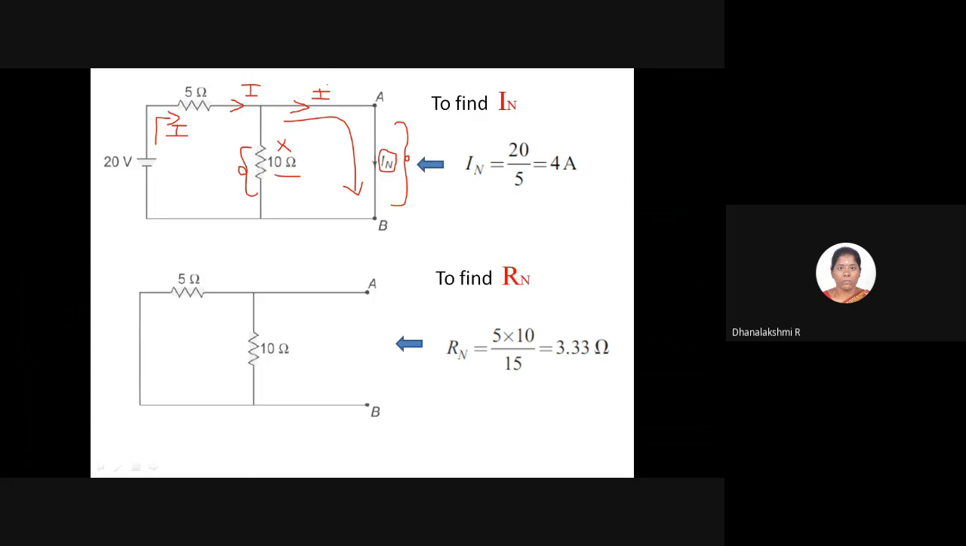So therefore, all that current will be flowing only in the short circuit path, and no current flows in this 10 ohm branch.